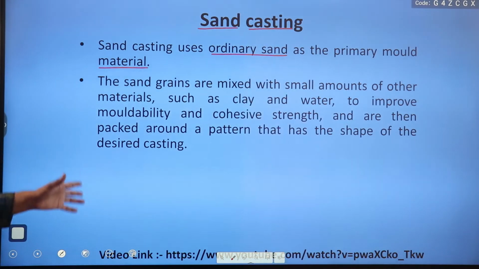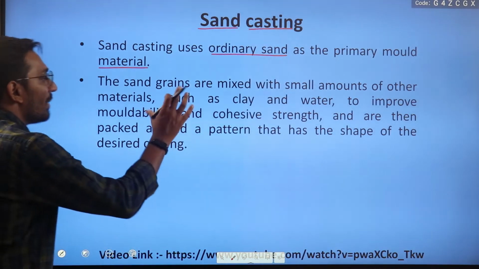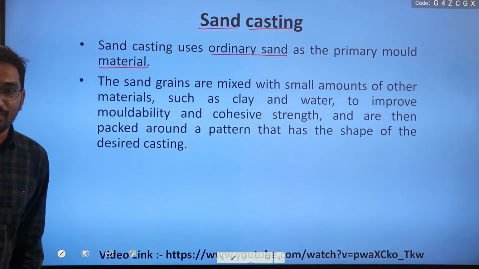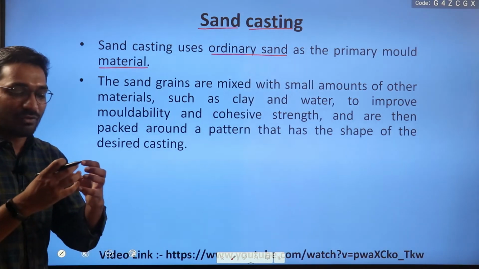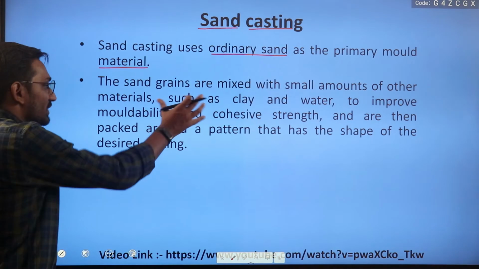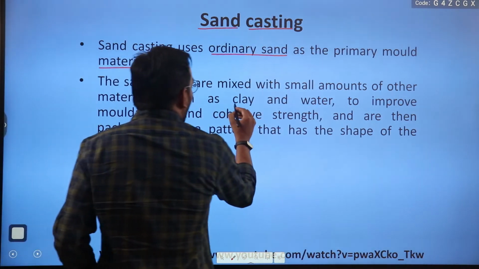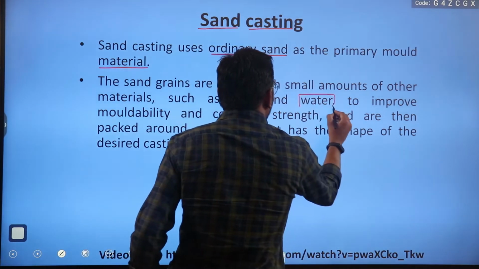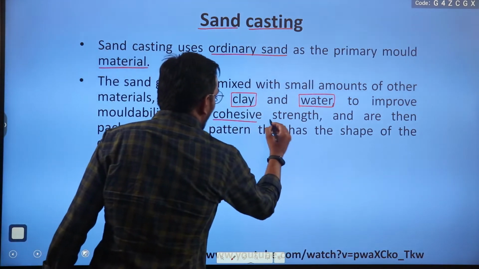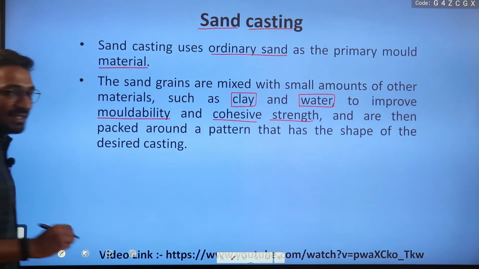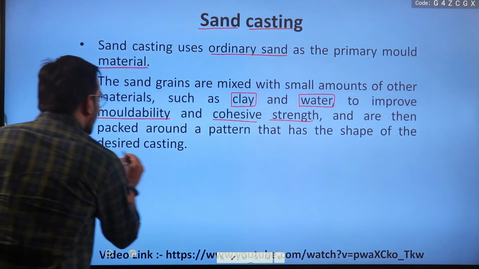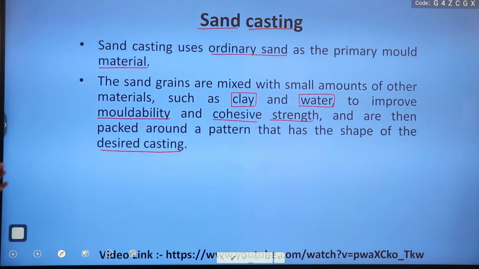Next, the sand grains are mixed with small amounts of other material, which will act as a binder, because we have to make that sand bind with itself so that it will make a compact structure. These materials are, let us say, clay and water. Clay and water we mix to improve the moldability and cohesive strength, and the sand is then packed around a pattern that has the shape of the desired casting, right?